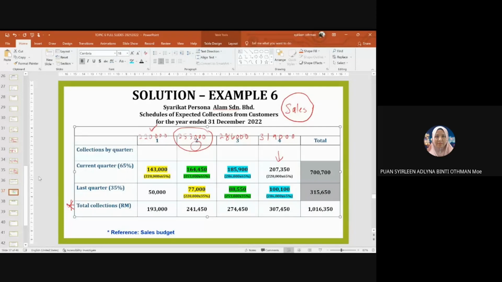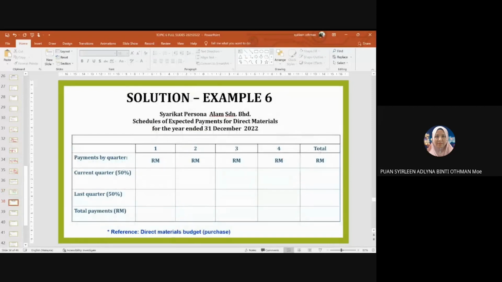Okay, ada soalan nak tanya? Ada soalan nak tanya? Tak ada. Okay, so you nampak dekat bawah ni, my reference is sales budget. So kalau kita nak buat cash budget, that means your production budget tu dah, operational budget tu dah siap lah. Okay, so ini untuk collection. Okay, we are going to proceed with our payments. Okay, bayaran. So bayaran saya akan refer pada direct material budget. We are referring to the purchase in your direct material budget.